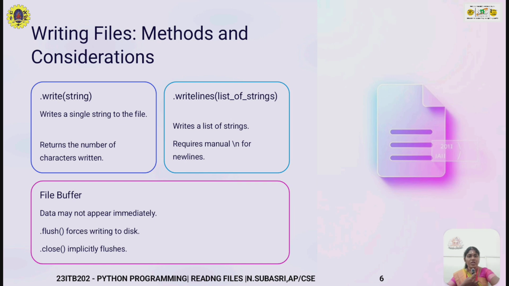So for writing a file, the methods and considerations are given here. That is .write of string, which is used for writing a single string to the file, and it returns the number of characters written. And also .writelines, which takes a list of strings; if you want to write new lines, you have to add them manually. And file buffering: data may not appear immediately in the file, so the .flush command is used for forcing the write to the disk, and the .close command implicitly flushes it.